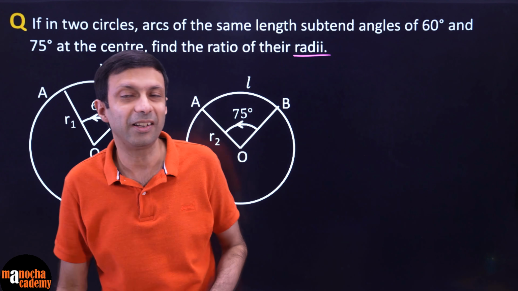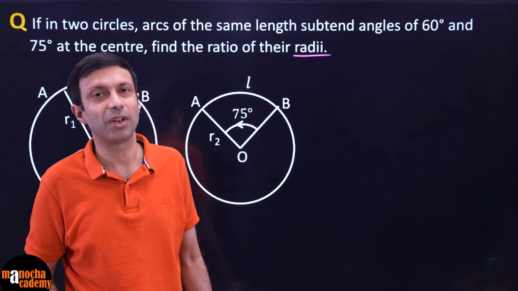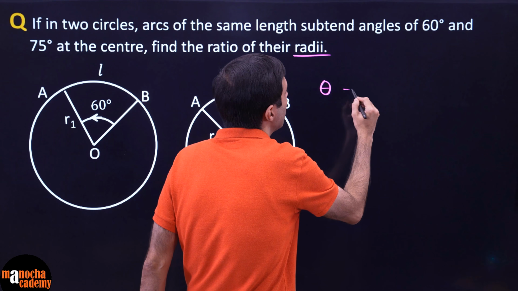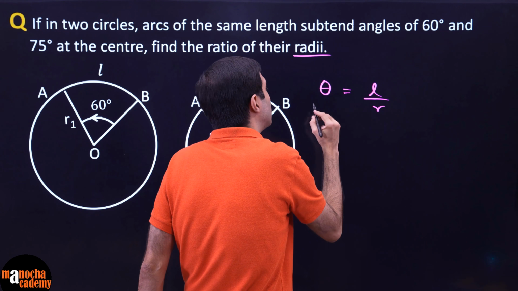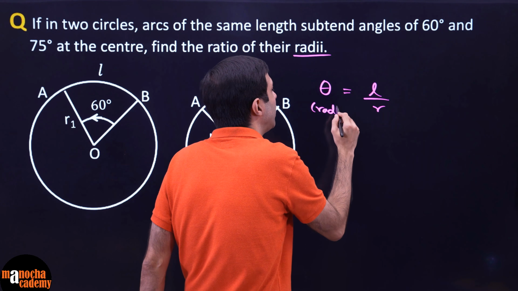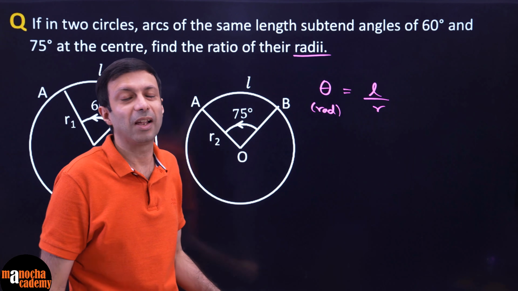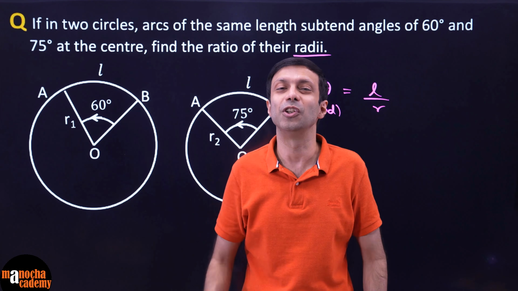And let me give you a hint. Again, remember the important formula we have done, the way radians is defined, theta equals L by R. And don't forget that this angle must be in radians, not in degrees. So see if you can use this formula and find the ratio of the two radii.